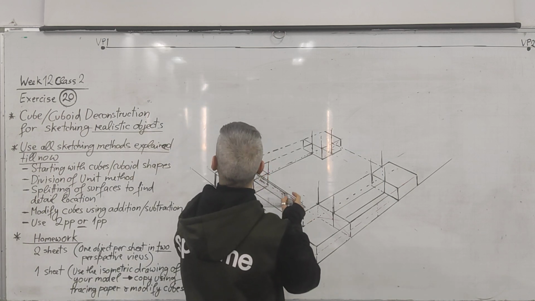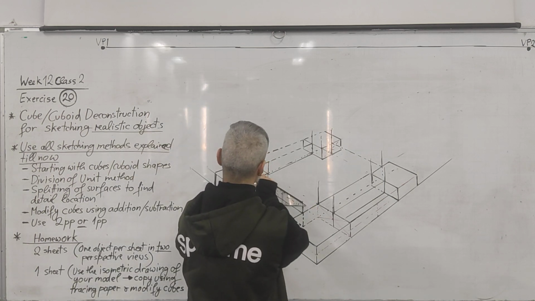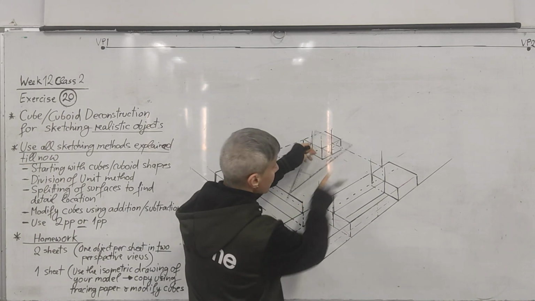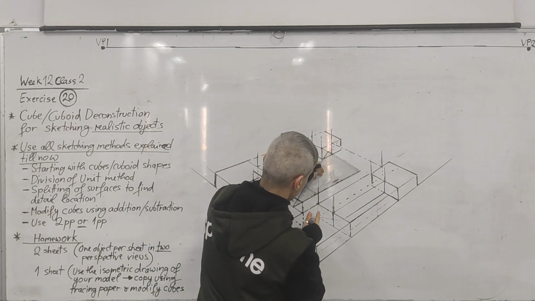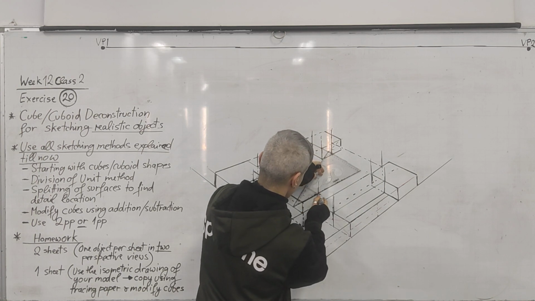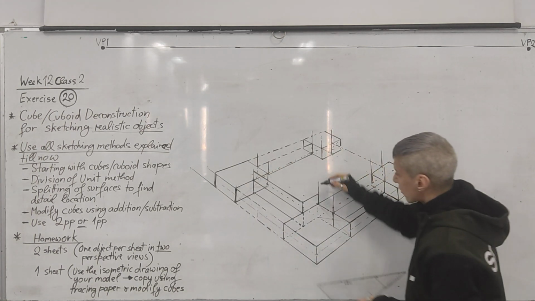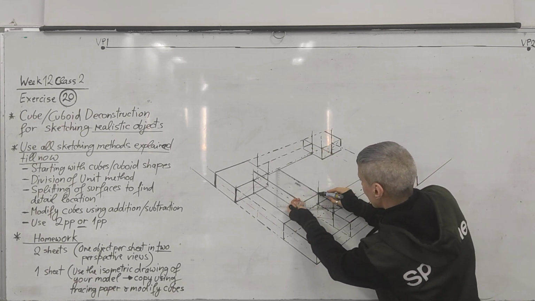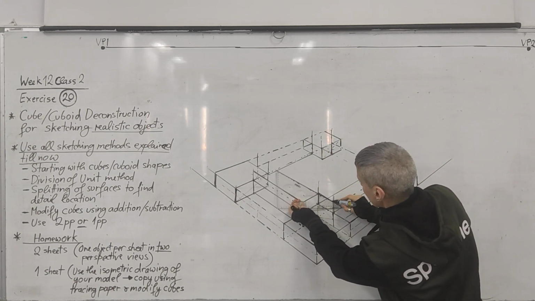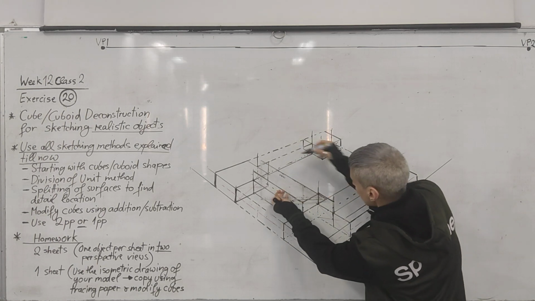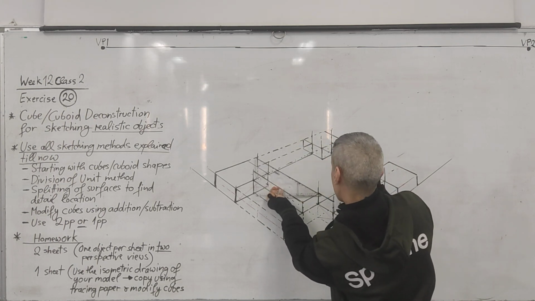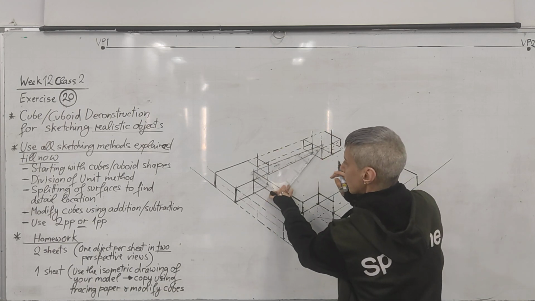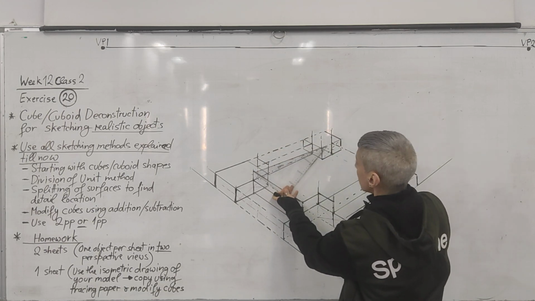The rest will be based on this height. So this goes to the vanishing point. It should go to the vanishing point. Now the rest I will find from this. So from this point to the vanishing point, and from this point to the vanishing point. And from this point here to the vanishing point.